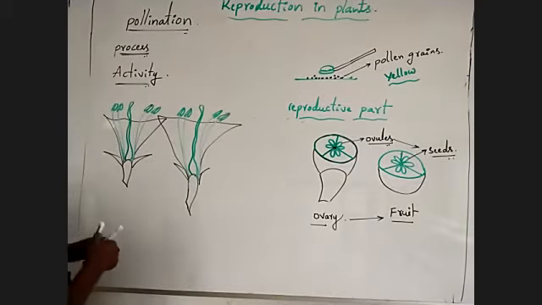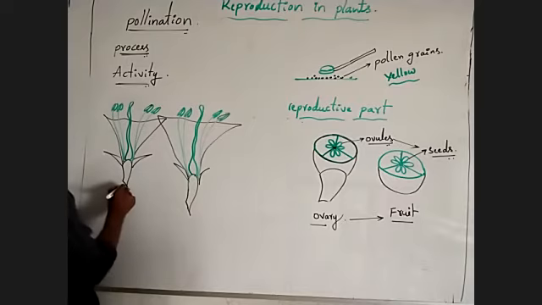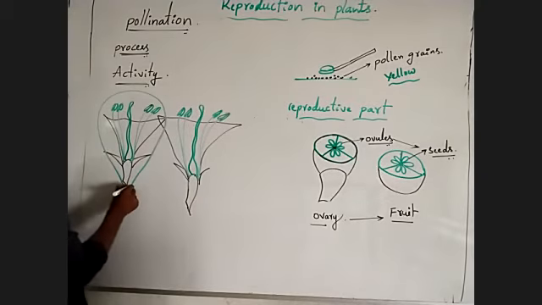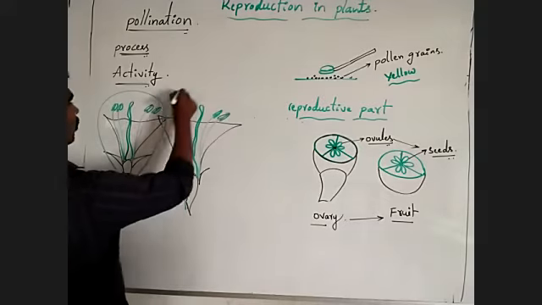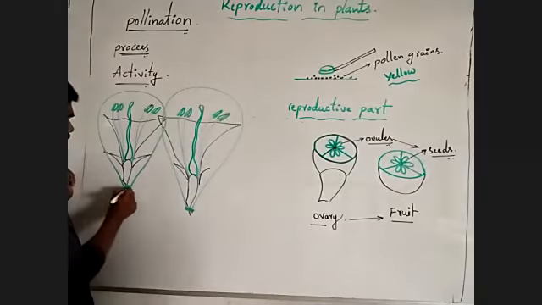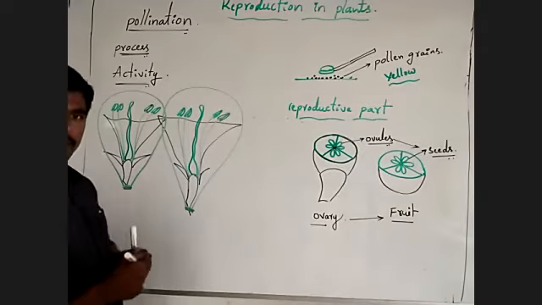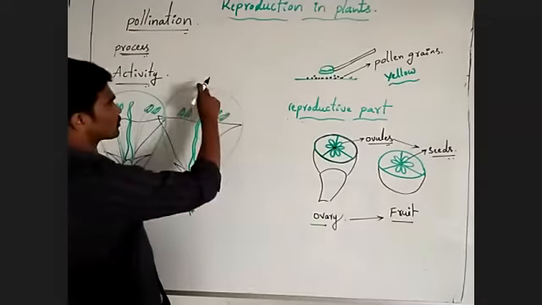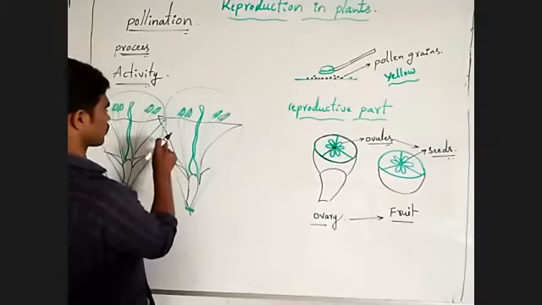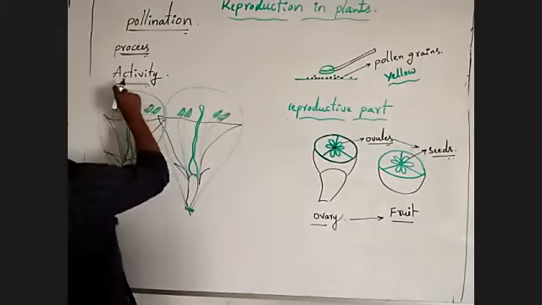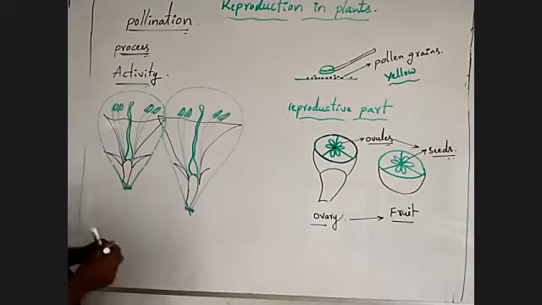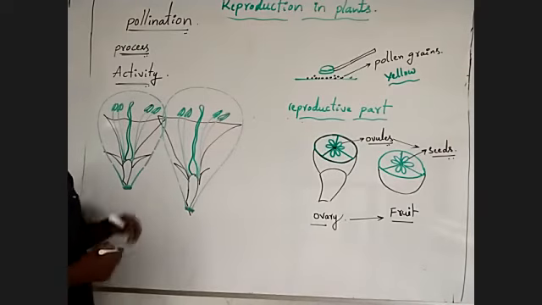Then you have to cover the two flowers with polythene bags and tie the mouths of the polythene bags tightly. Then form small holes using pins in the polythene bag, like this.